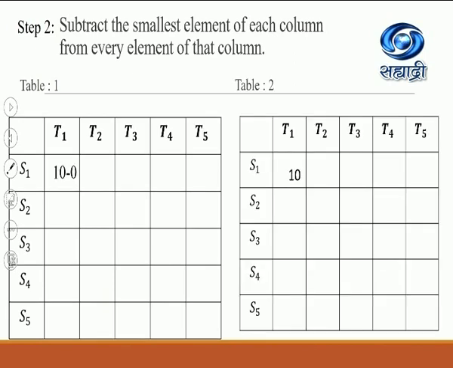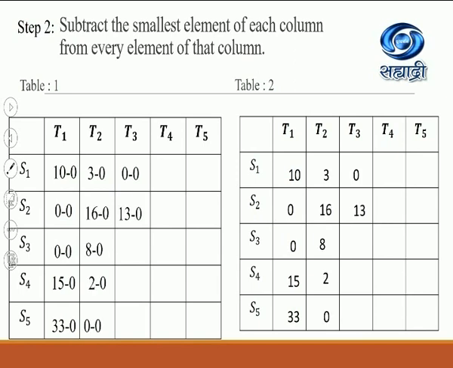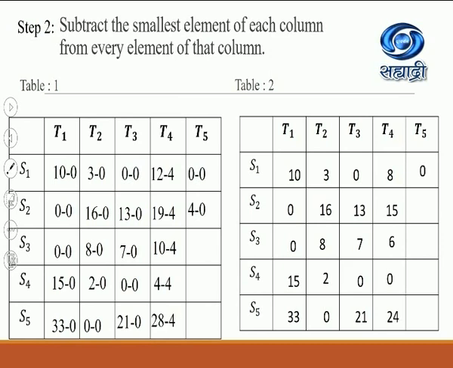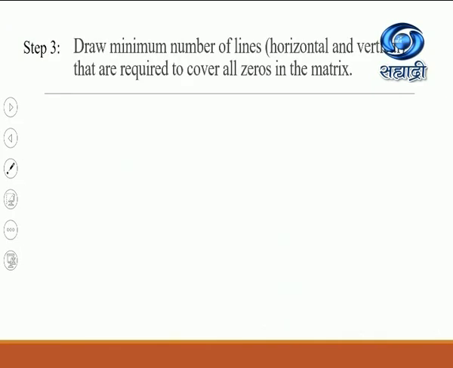After subtracting the columns, we'll get 10, 0, 0, 15, 33 for the first column, then 3, 16, 8, 2, 0. Third column is 0, 13, 7, 0, 21. And the fourth column now will change: 8, 15, 6, 0, 24, then 0, 4, 5, 4 and 23. You don't need to show the subtraction. You can directly go for the matrix. We have just mentioned it over here so that you all understand. Okay, now both row and column minimum techniques are done. So now we'll go for the assignment.